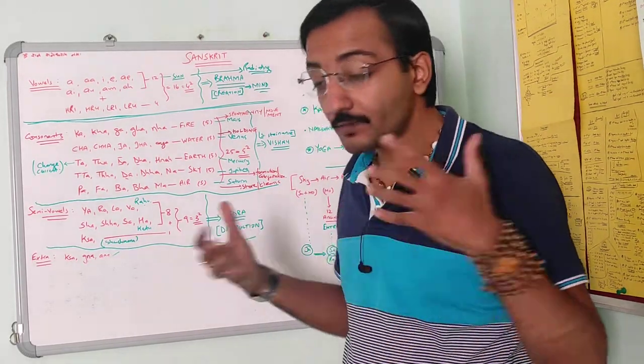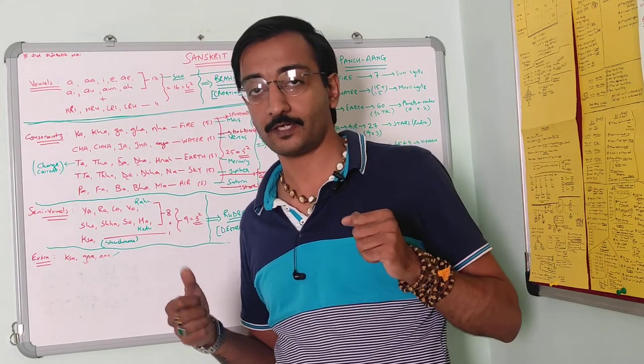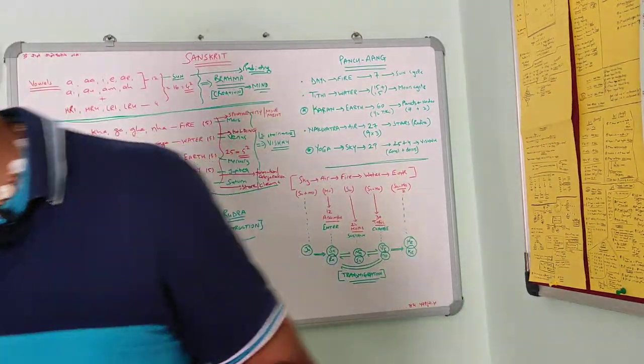So, what is the basic instrument of Saraswati? The basic instrument of Saraswati is the veena. Okay, so let's see what is veena.